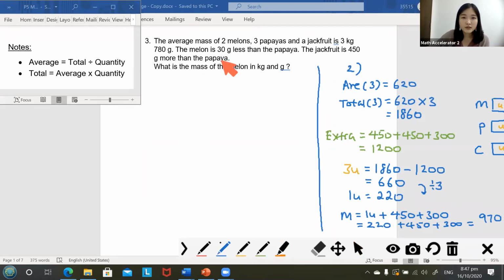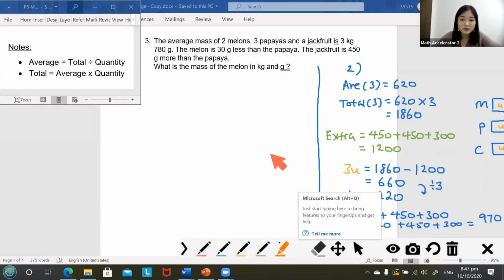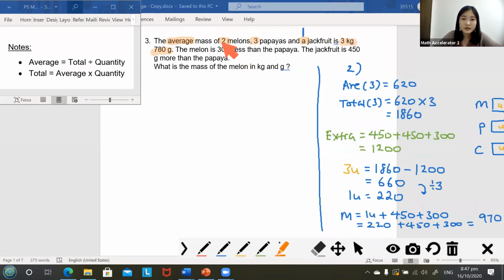So the average mass of 2 melons, 3 papayas, and a jackfruit is 3 kg 780 grams. Okay, average. 2 melons, 3 papayas. Jackfruit means 1 jackfruit. Okay, you can put 1 here. It's 3 kg and 780 grams. The melon is 30 grams less than the papaya, and the jackfruit is 450 grams more than the papaya. What is the mass of the melon in kg and grams?